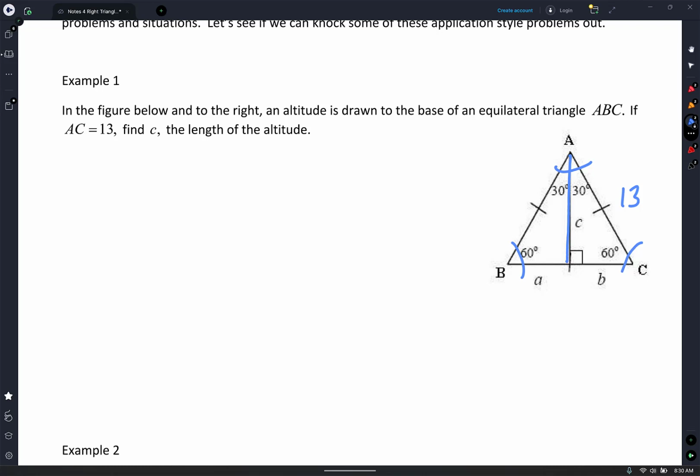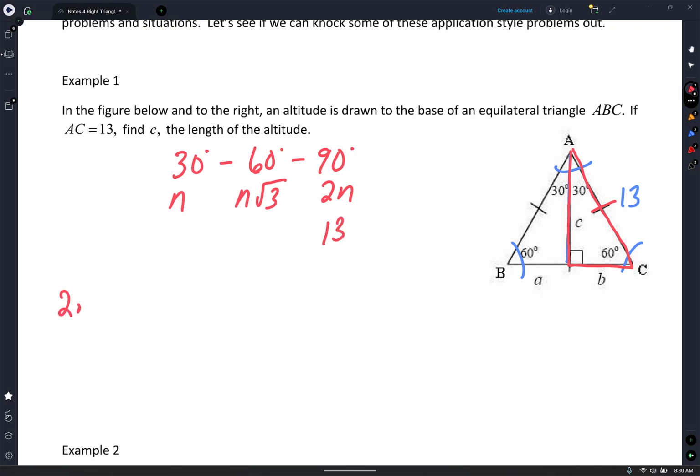In a 30, 60, 90 triangle, I'm going to put the relationships right here: n, n square root of 3, and 2n. If I'm just looking at this triangle in red to help us focus, that 13 is the hypotenuse, so I'm going to put 13 there. Then the short leg is n, so I'm going to write 2n equals 13. So n equals 13 over 2.